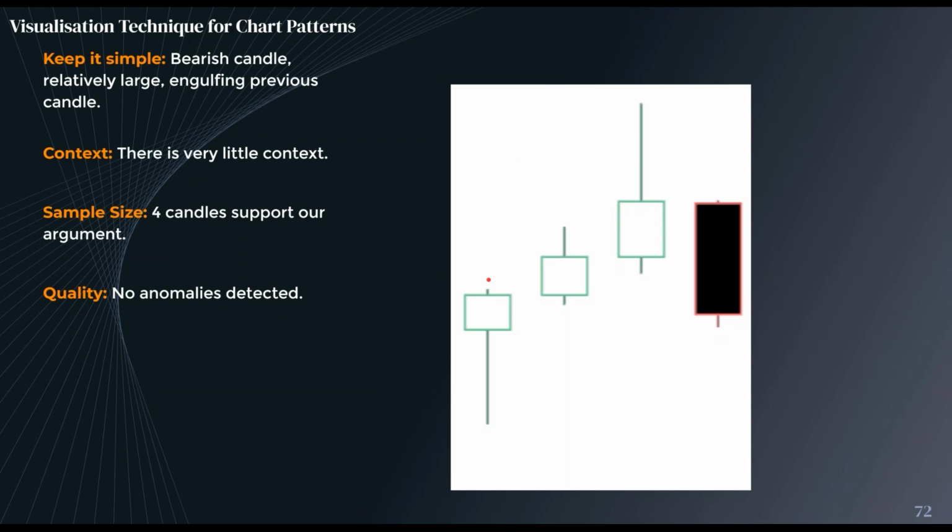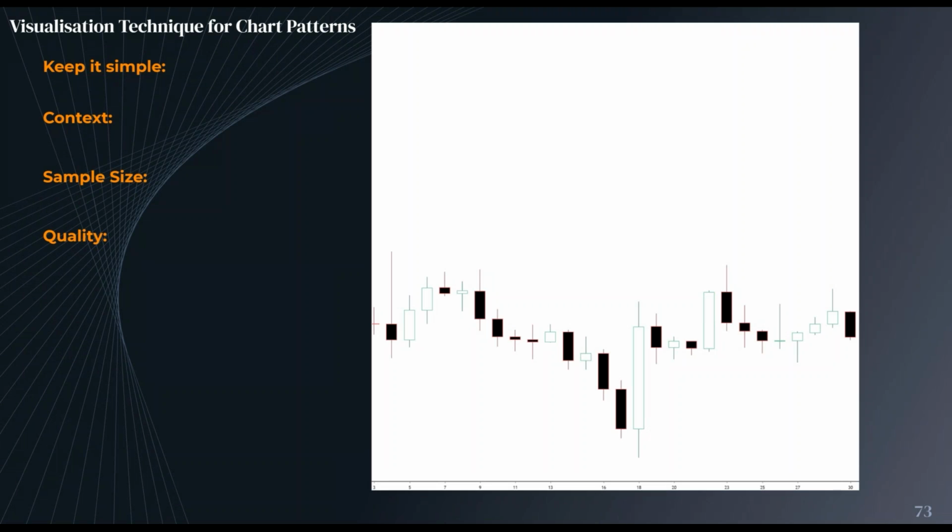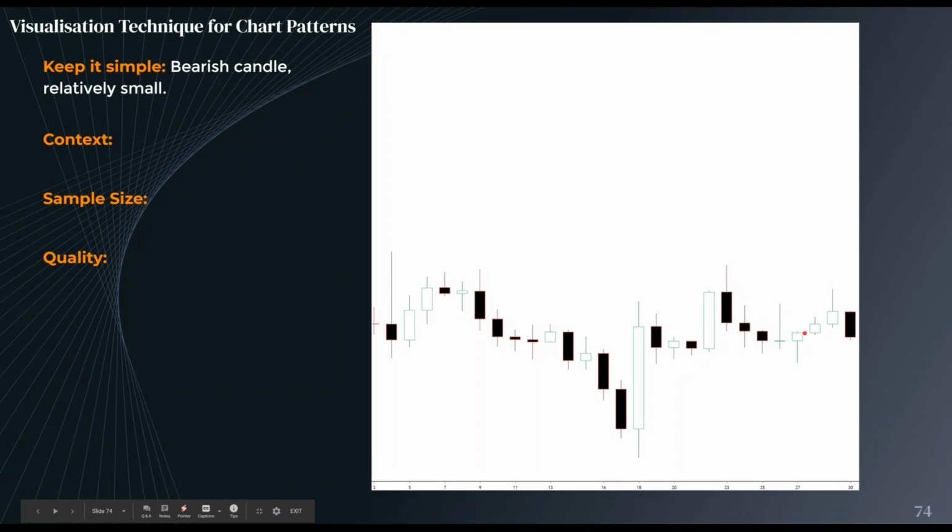Now, let's look at this pattern in a much broader context. Over here, I bet you guys can barely even spot it. It's over here. And now that we're in this context, keep it simple. Bearish candle, relatively small, makes no difference to our argument. I'd say this candle here and this candle here is far more important.